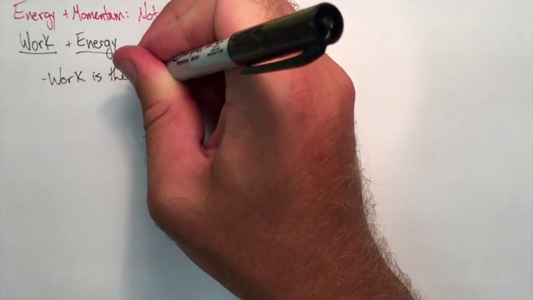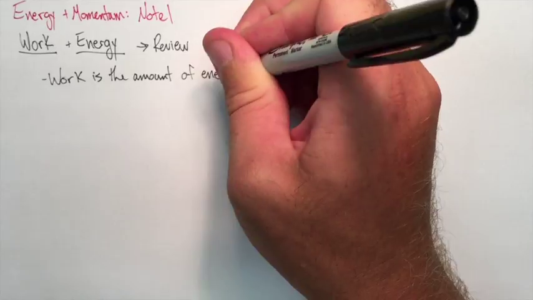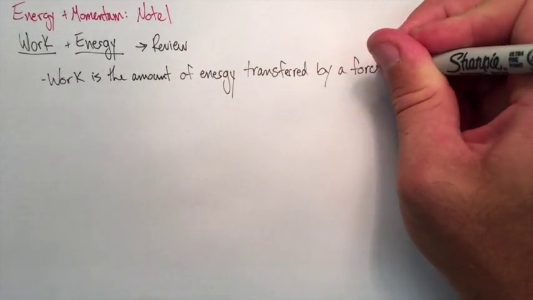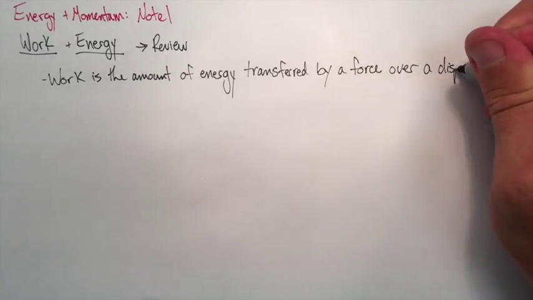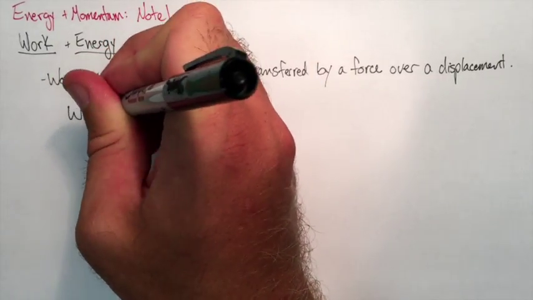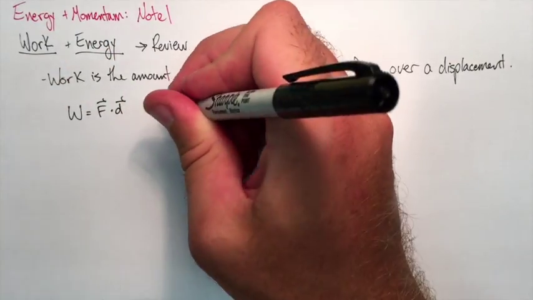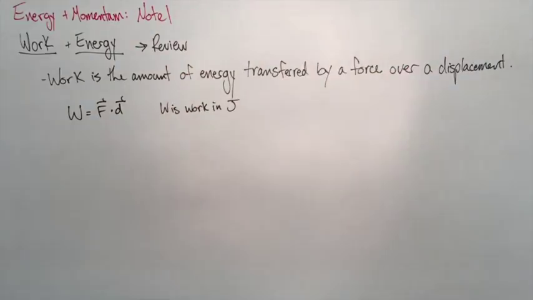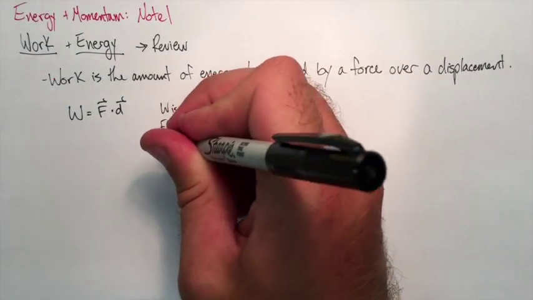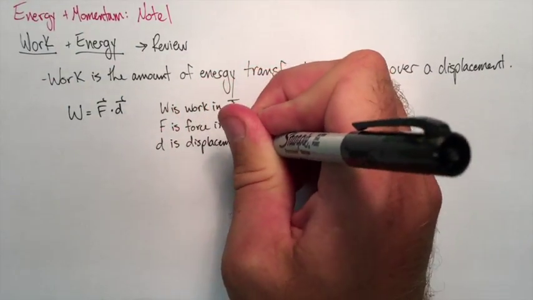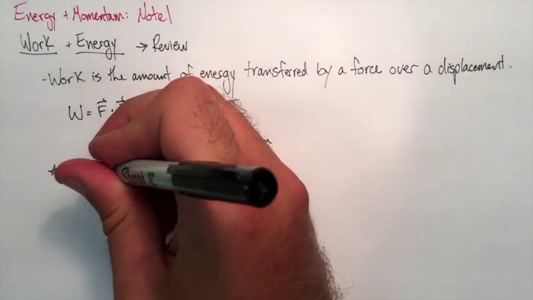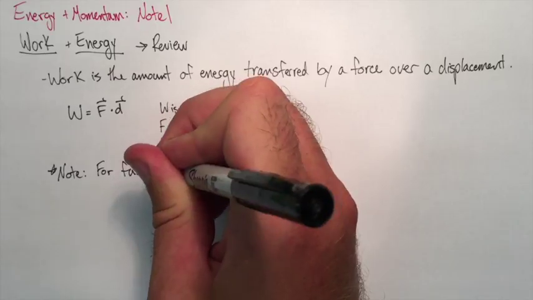Work is defined as the amount of energy transferred by a force over a displacement. So if we use a force to move something, there's a certain amount of energy transferred which we call the work done. It can be calculated if we multiply the force with the displacement of that object, where work is in joules, force is in newtons, and displacement is in meters. Now, it's not necessarily a direct multiplication between the force and the displacement vector. It's actually something called a vector dot product.